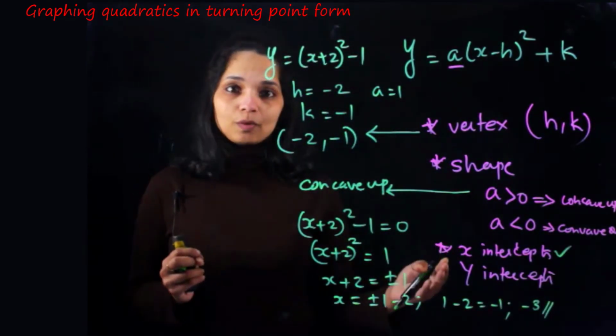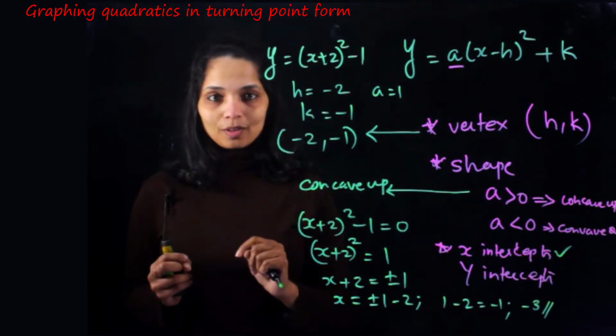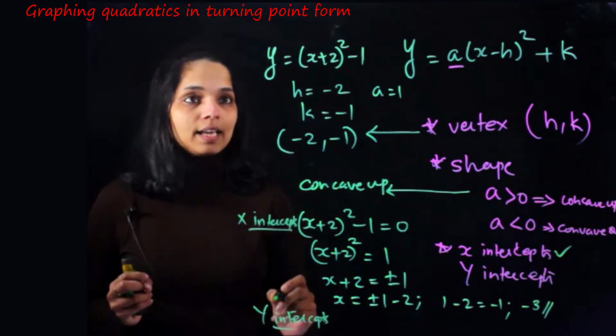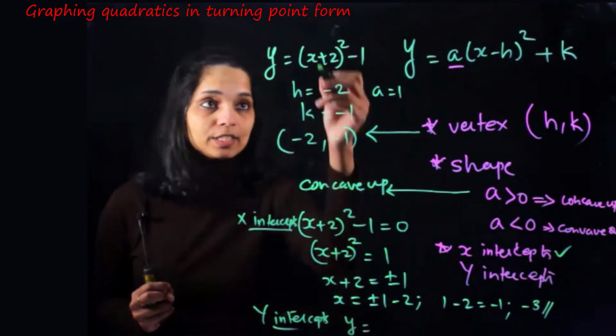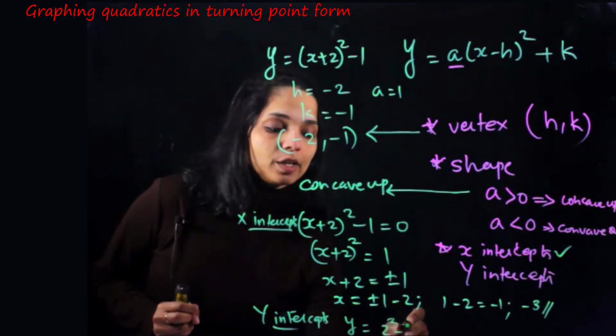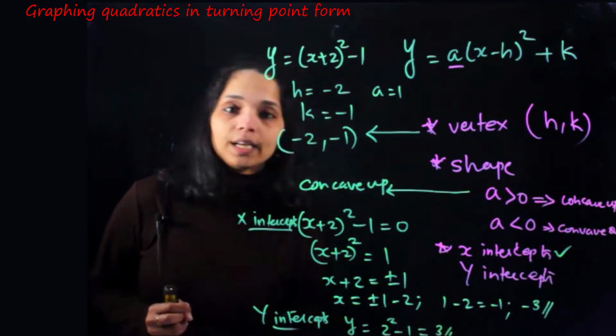Now we need to find the y-intercept. That's the value of y when x equals 0, or the point where it cuts the y-axis. To find the y-intercept, you put x equals 0 into this equation. That's 2 squared minus 1, which is 4 minus 1 equals 3.